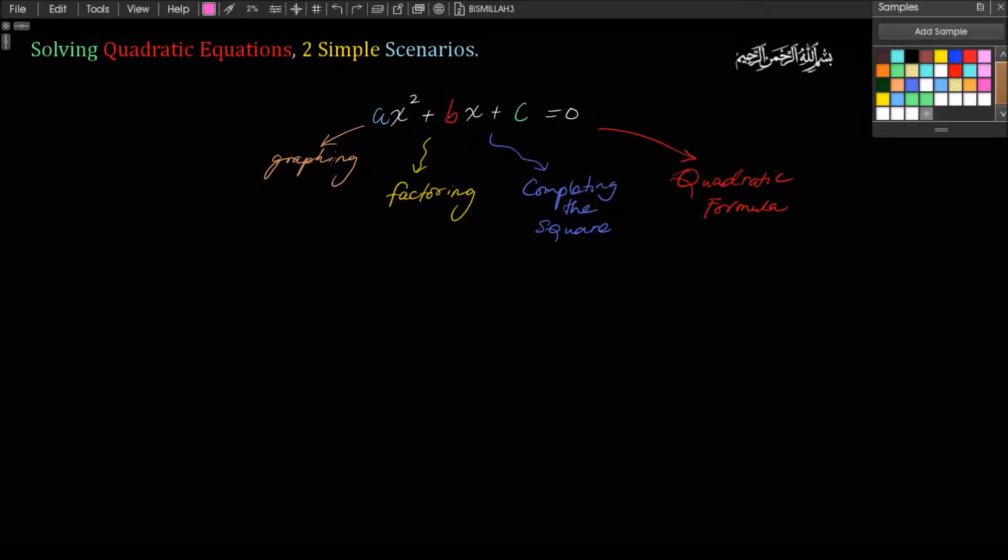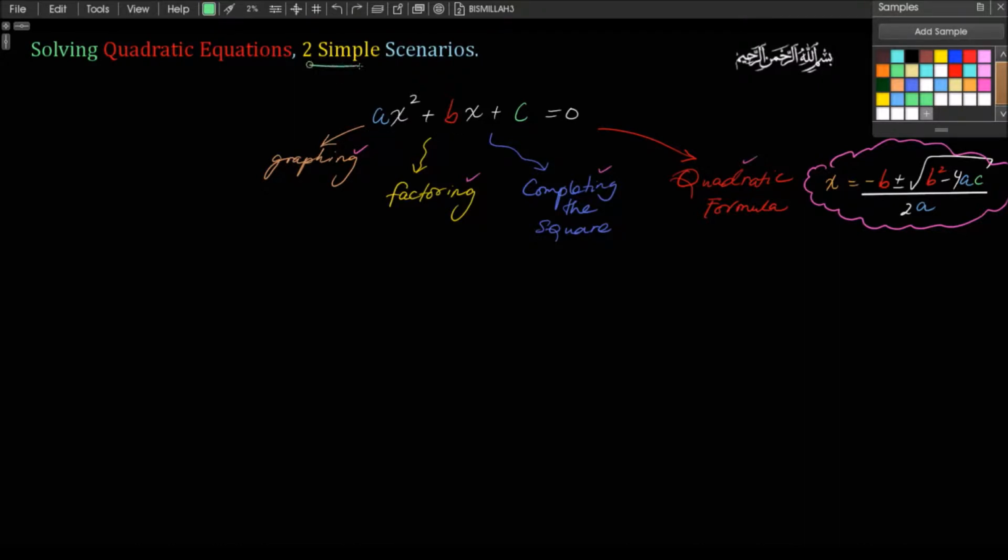And I suggested before that we were going to review four ways of solving these: graphing, factoring, completing the square, and the quadratic formula. This here being the quadratic formula. X is equal to opposite of b plus or minus square root of b squared minus 4ac all over 2a, where a, b, and c are derived from this equation.